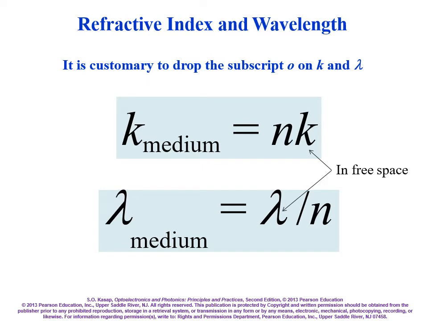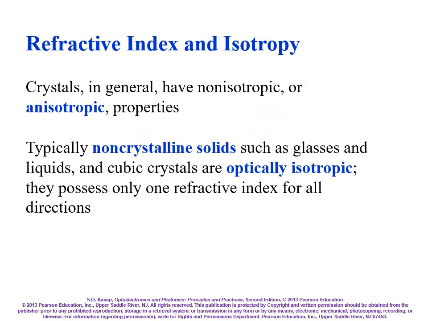So we can see the refractive index and wavelength relation. It is customary to drop the subscript 0 on k and lambda, where k in the medium equals n times k, and lambda in the medium is lambda divided by n. These two equations will be needed for mathematical problem solutions later on. Refractive index and isotropy: crystals in general have non-isotropic or anisotropic properties. Typically, non-crystalline solids such as glass, liquids, and cubic crystals are optically isotropic. They possess only one refractive index for all directions.